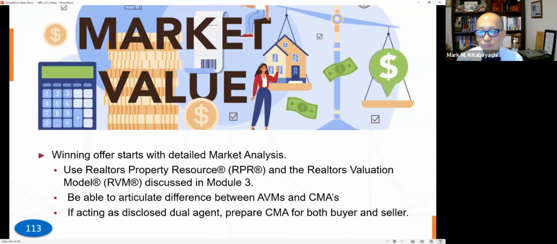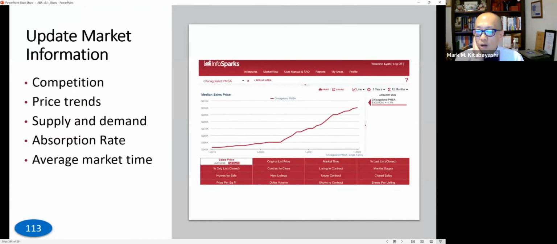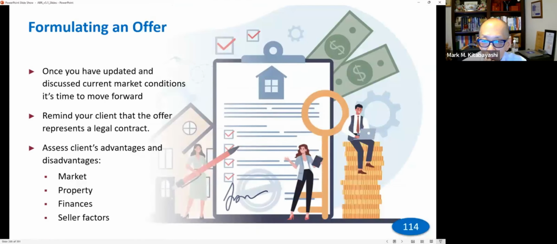So market information you update. Market information is needed to figure out what kind of strategy you're going to use: supply and demand, absorption rate, average market time, and things like that. We studied that a little bit in the past. So formulating an offer. Before we go into formulating an offer, why don't we take our last break?